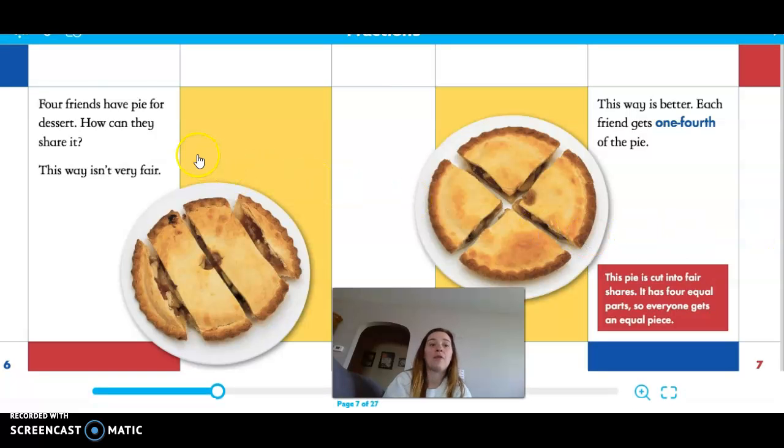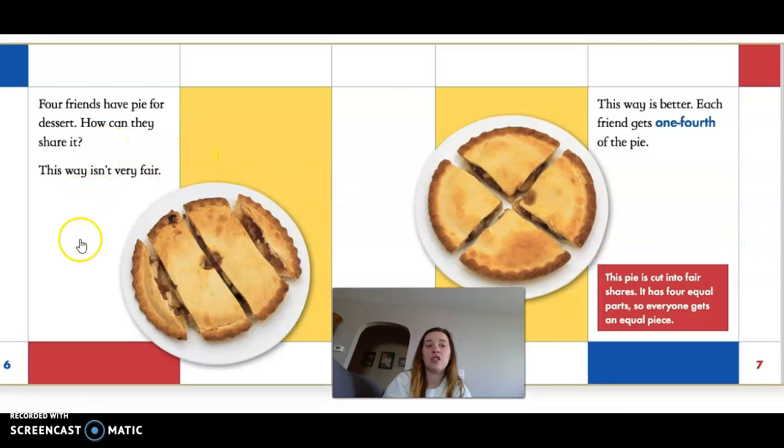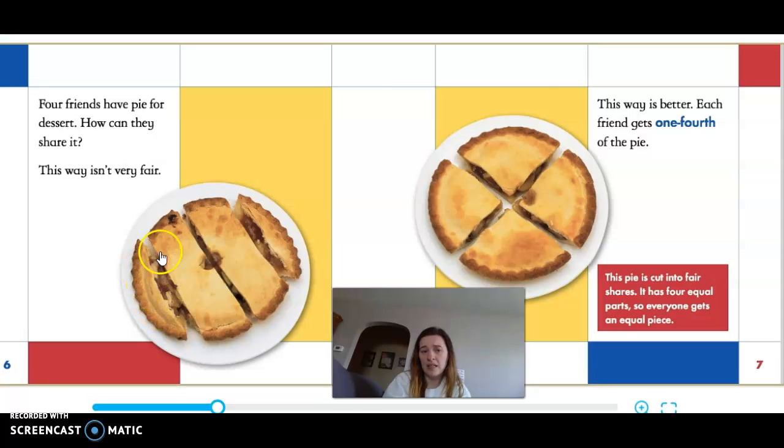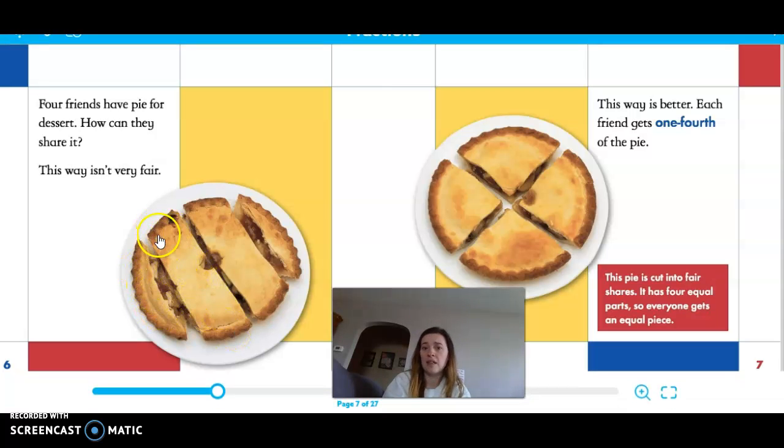Four friends have pie for dessert. How can they share it? Here's how they split it up. This way isn't very fair. Look how small this piece is and look how big this piece is. This way is better. Each friend gets 1/4 of the pie. They cut the pie into 4 pieces, so it's 1/4. This pie is cut into fair shares. It has 4 equal parts, so everyone gets 1 equal piece.